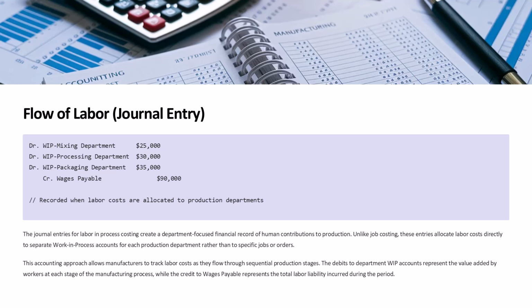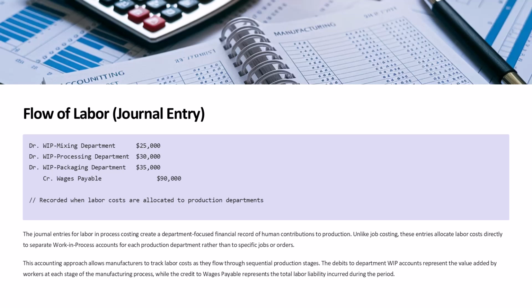Picture a newspaper production facility where labor costs accumulate in editing, printing, and distribution departments, each receiving its allocation of the total labor cost. Unlike job order costing, where we might specify job number 12,345 in the entry description, process costing entries identify only the department. Some manufacturers use detailed labor distribution reports generated from time systems to create these entries, while others use standard labor requirements based on production volumes.